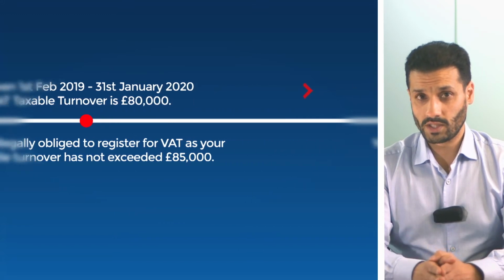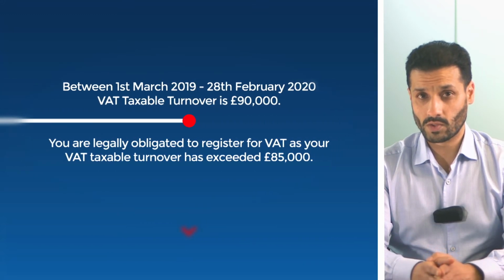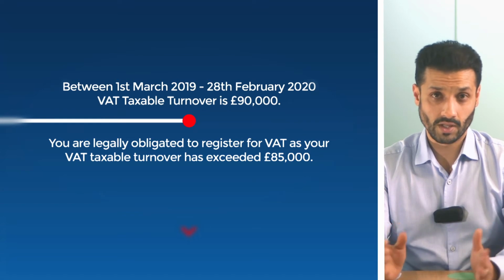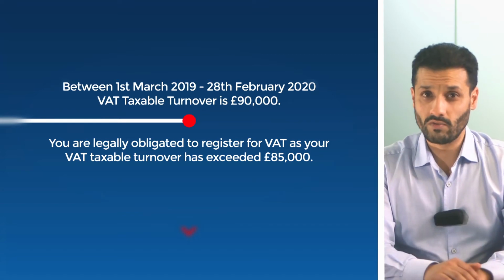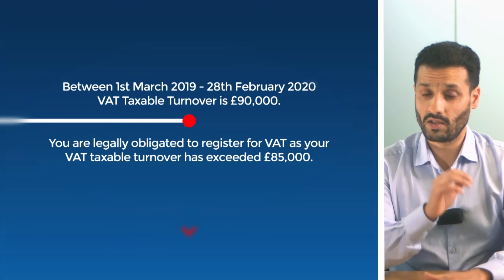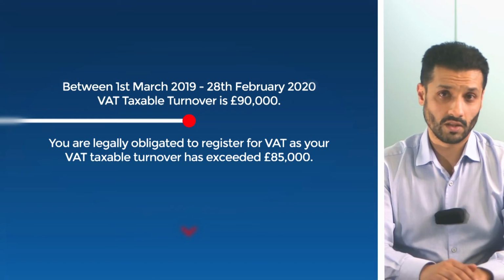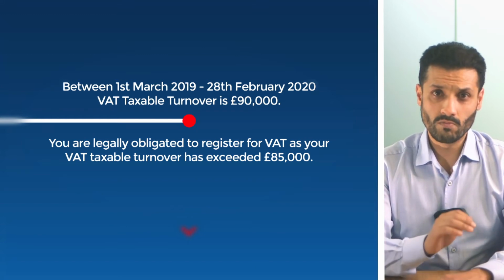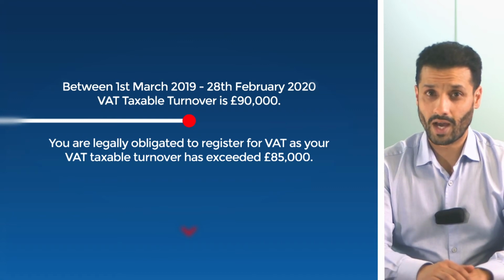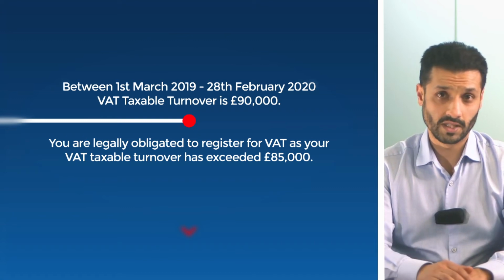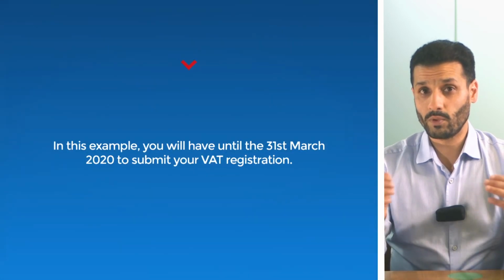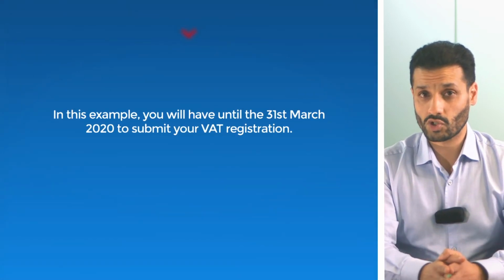Between the 1st of March 2019 and the 28th of February 2020, it is £90,000. Now, in this 12-month rolled over period, your VAT taxable turnover has hit £90,000 by the end of the 28th of Feb 2020. You must now legally register for VAT, and you have to do it within 30 days of meeting the criteria. So in this example, you will have until the 31st of March 2020 to submit your VAT registration.